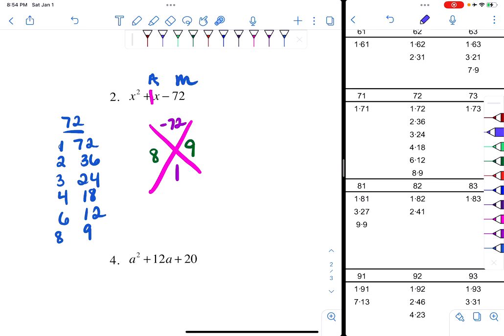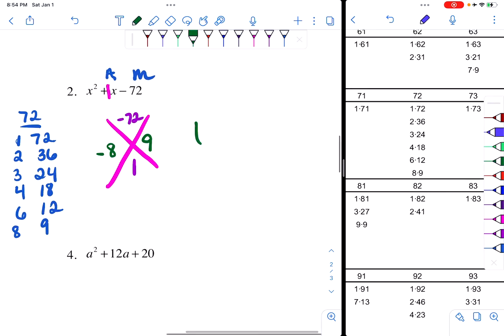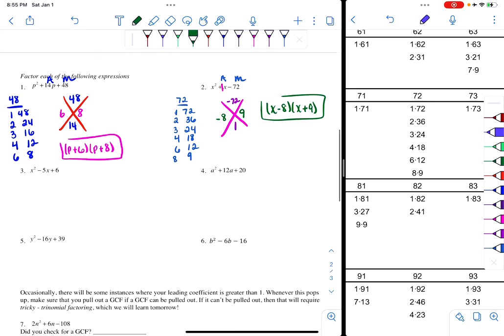But let's see why. 8 times 9 is positive 72, not negative 72. So we're going to make our 8 negative, see what happens. Negative 8 times 9, negative 72. Negative 8 plus 9, 1. That works. So my final answer would be x minus 8 times x plus 9. And that's my final answer.